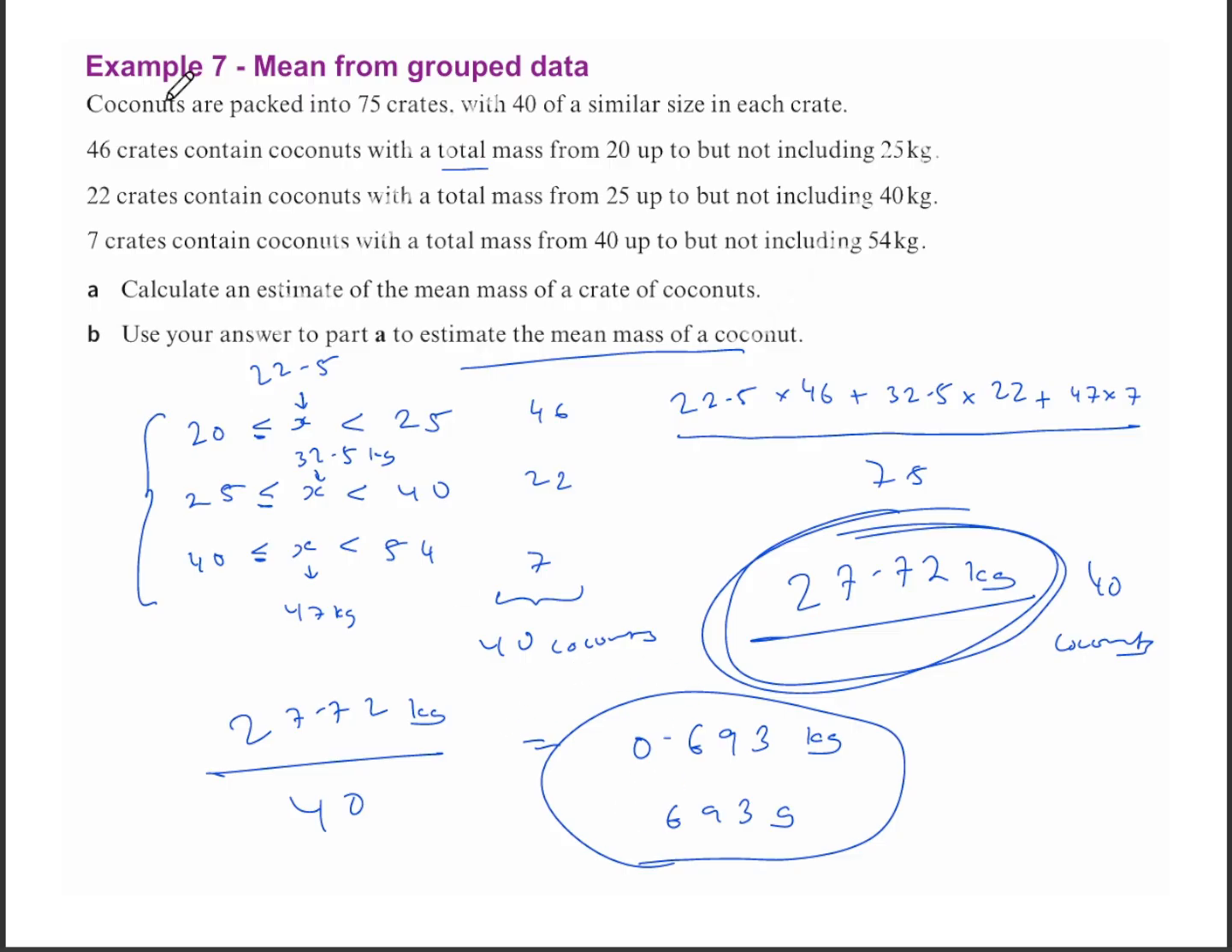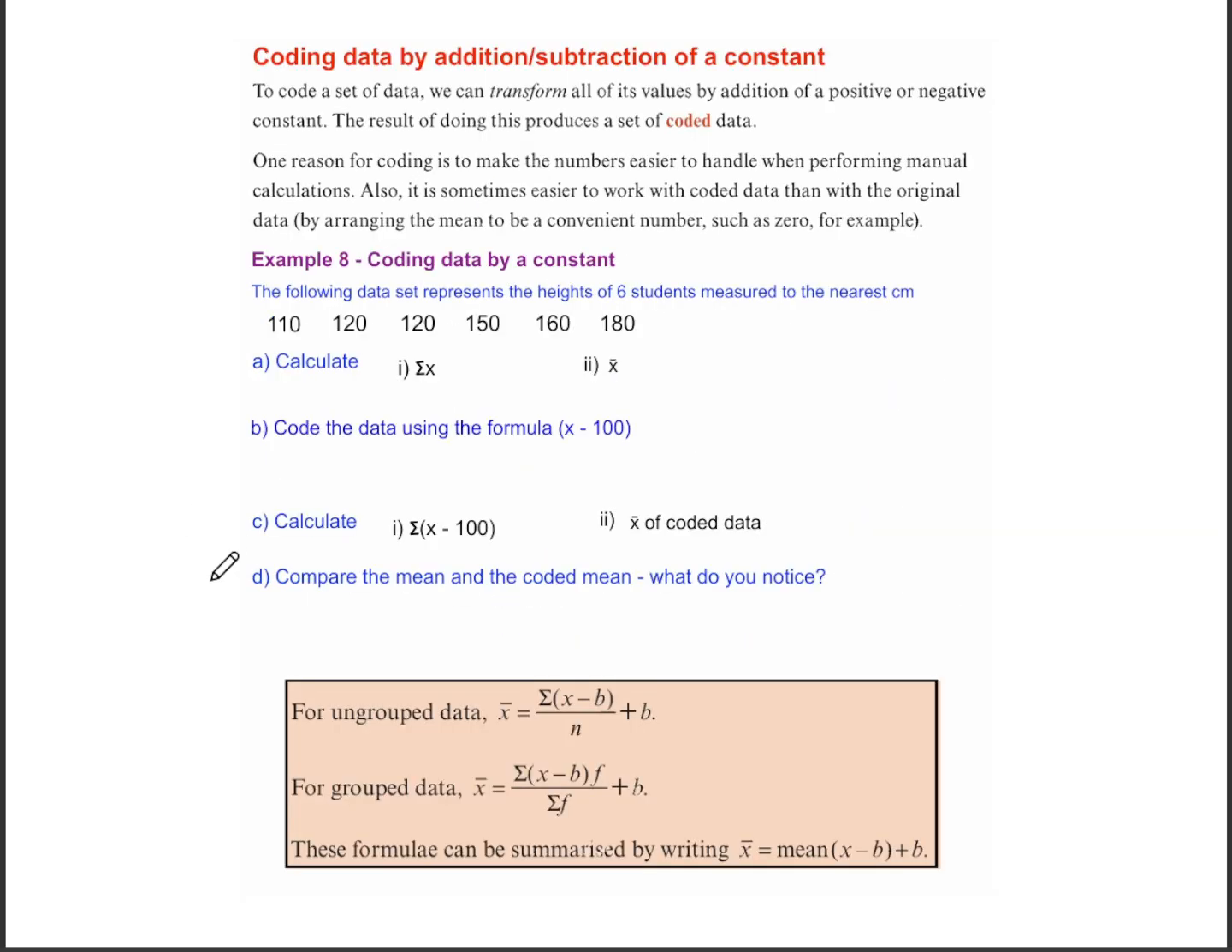Now we go into coded data, specifically coded data with the addition or subtraction of a constant. So what coding a set of data means is transforming all of the values using addition or subtraction of a number. And the result of doing so is that the original set of data is now called a set of coded data. This is used to make the numbers easier to work with, and we will see that in this example right here. So the following data represents the heights of 6 students measured to the nearest centimeter.